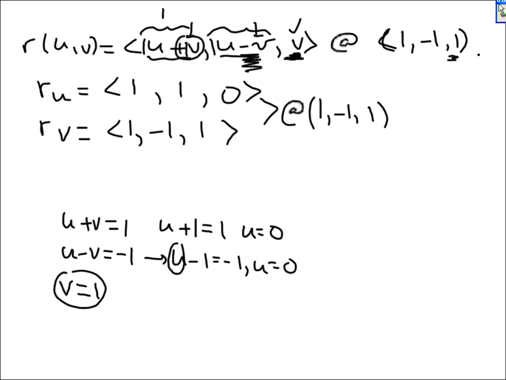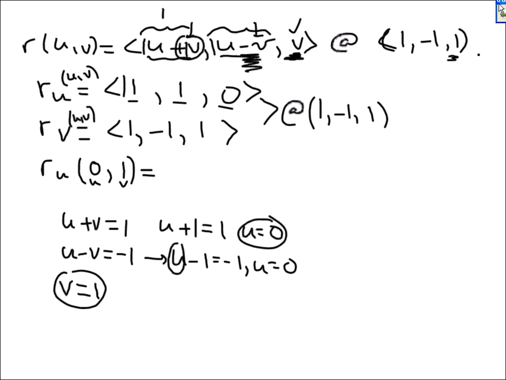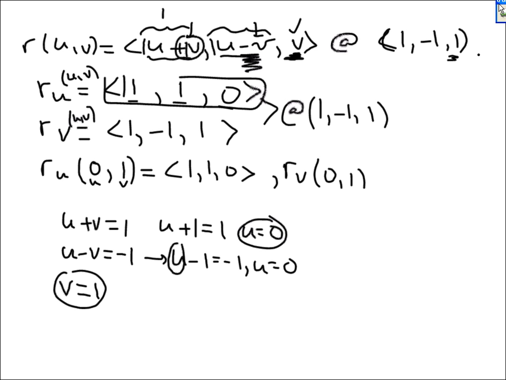What you want to find out is r_u. So r_u is a function of u and v. Turns out that the derivatives were all constants, but it's still nonetheless a constant function of u and v. So what is r_u of u, v, with u being 0 and v being 1? Well, when u is 0 and v is 1, this is 1, 1, 0. It didn't change. And r_v of 0, 1, well, it doesn't care what u and v are. It's 1, negative 1, 1. It's coincidental that it didn't care.